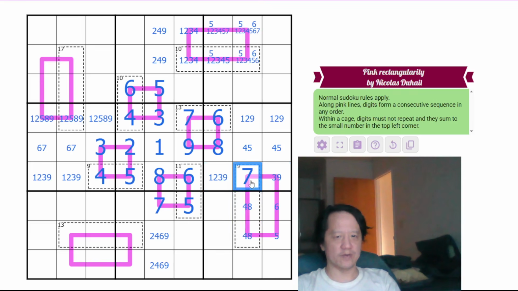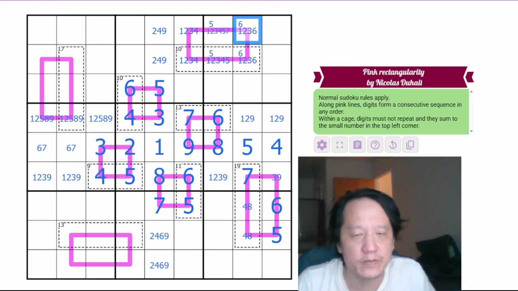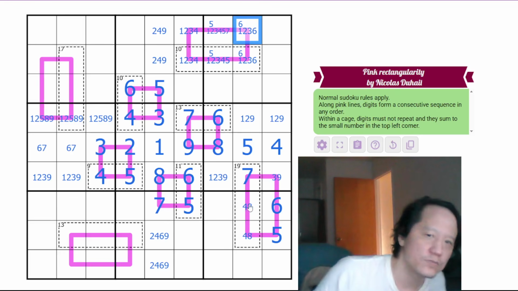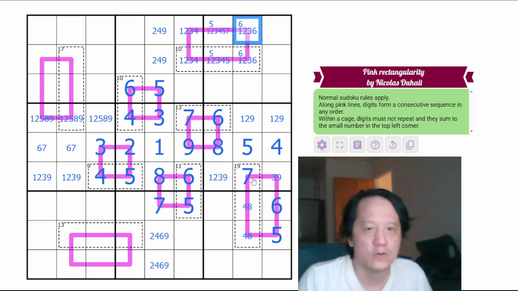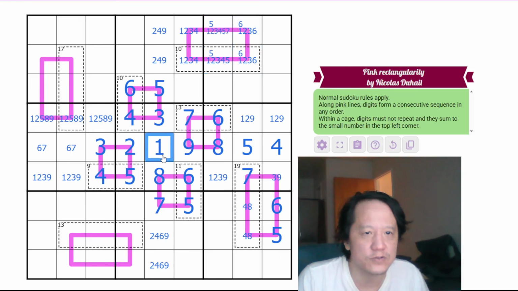This is 7 with 4, 8 as a pair. That forces this to be 6 and 5. 5 eliminates 5 there, so it's 4 and 5 there. So 4 and 5 eliminate 4 and 5 in the rest of the column. So we're guaranteed a 5 here, and guaranteed a 6 there. 7 eliminates 7 in the rest of the column. So 5 has to be one of these two. 6 is one of those two.